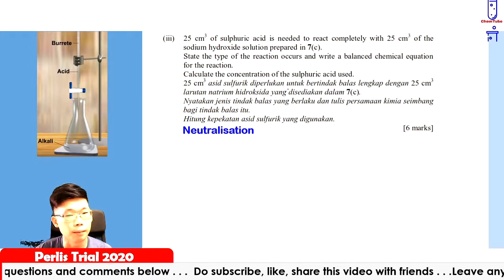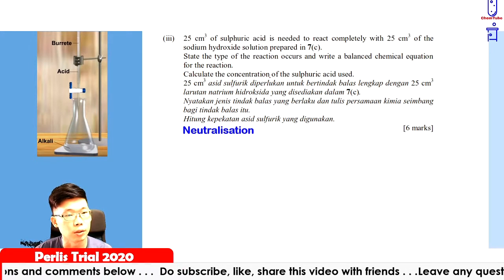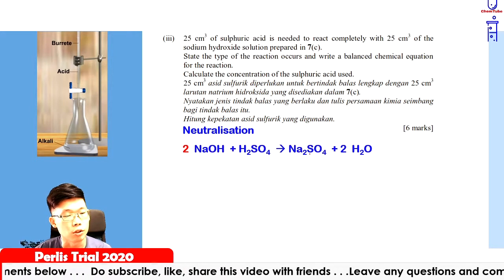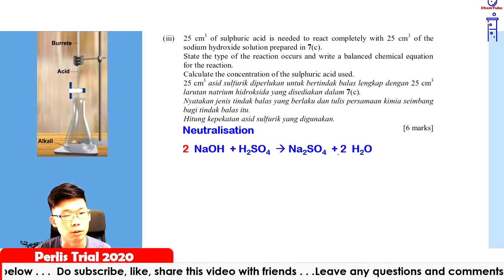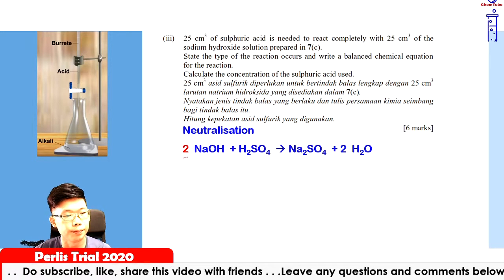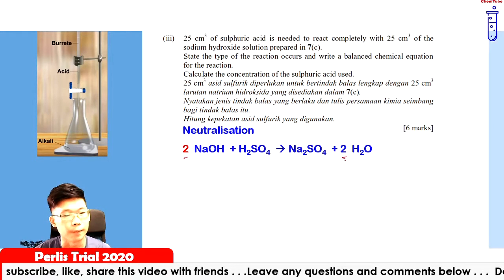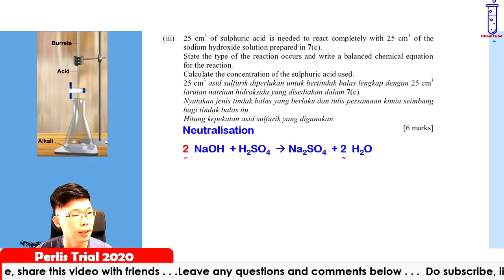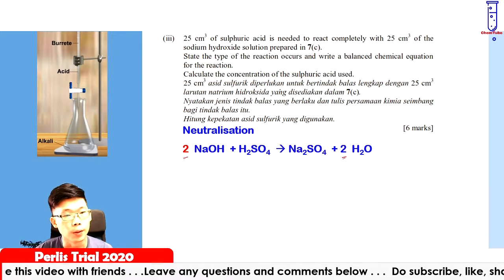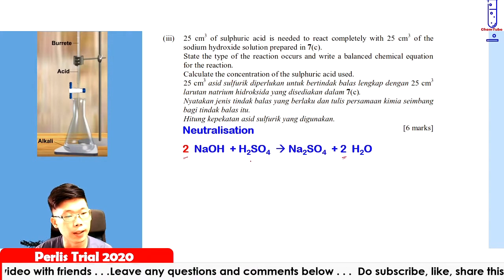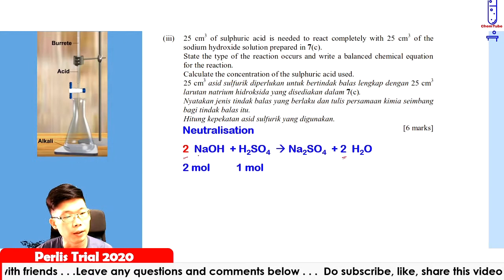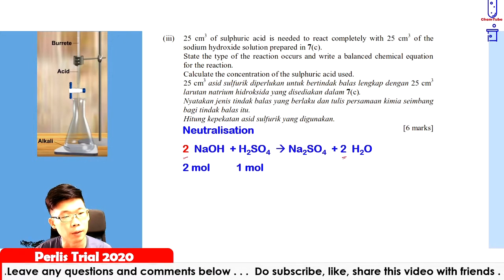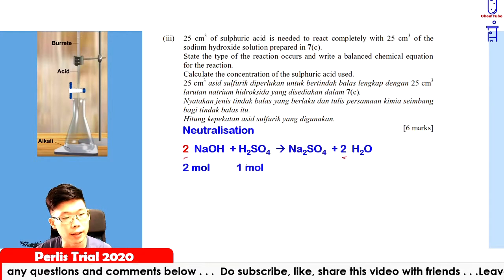Then write out the balanced chemical equation. So sulfuric acid reacts with sodium hydroxide to produce sodium sulfate and water. Then we need to balance the equation. In order to calculate the concentration, we have to use the formula. Here, if sodium hydroxide is 2 moles, then sulfuric acid will be 1 mole.